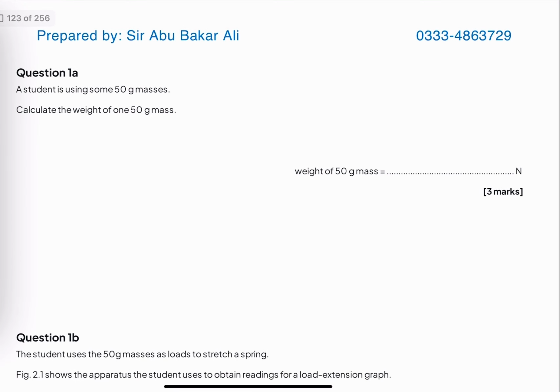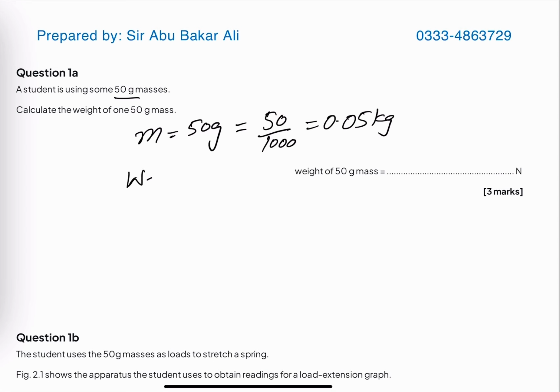In the next question, a student is using some 50-gram mass. Calculate the weight of the 50-gram mass. Okay, you have to calculate the weight. First of all, mass is given, that is 50 grams. You have to convert it into kg. So 50 divided by 1000 will change it into kilograms. So this will be 0.05 kg. So W is equal to mg. So 0.05 multiplied by 9.81. The answer is 0.49 Newton.